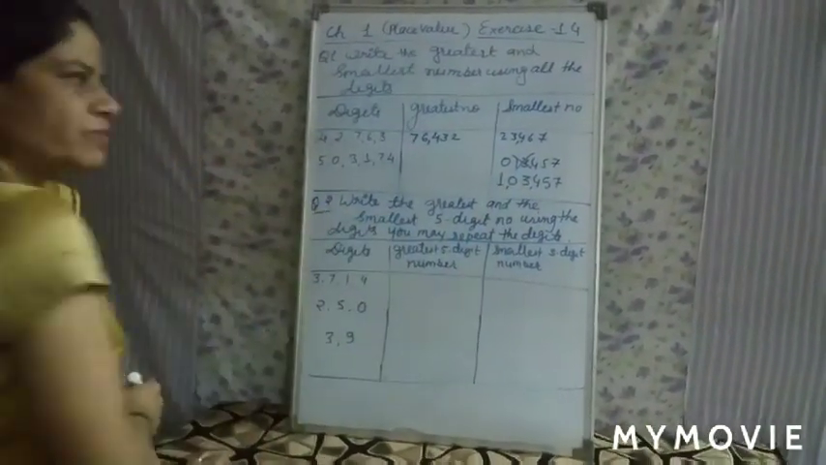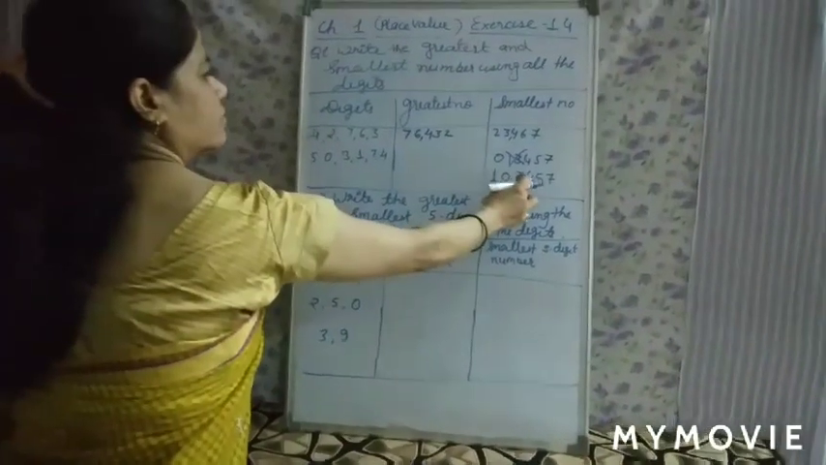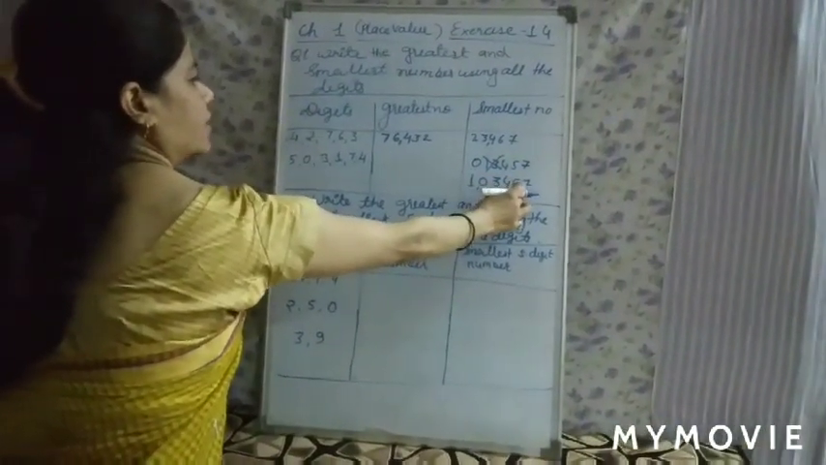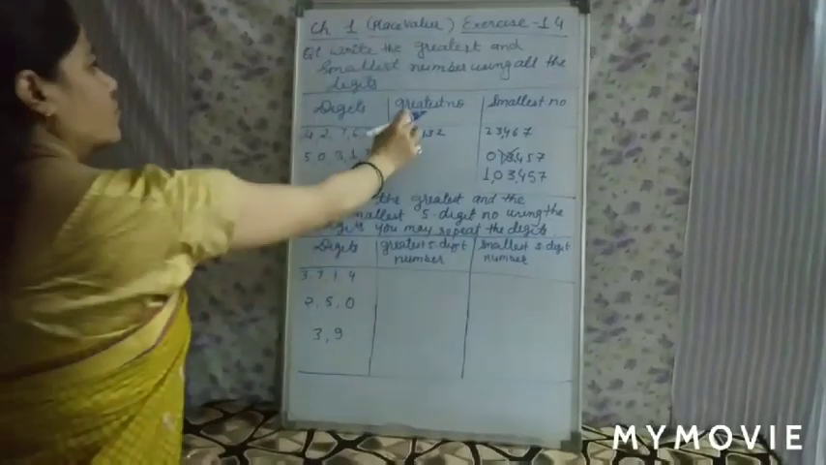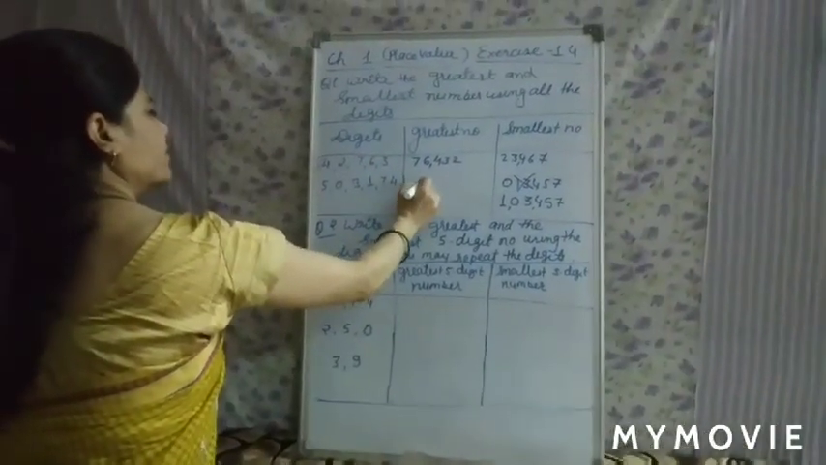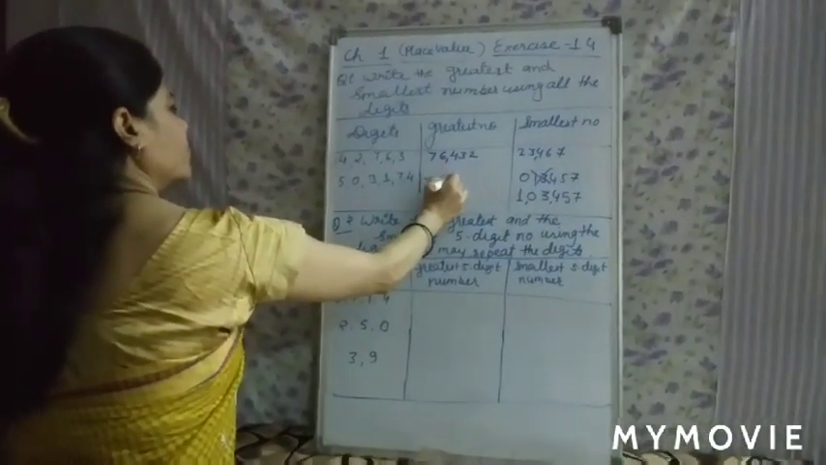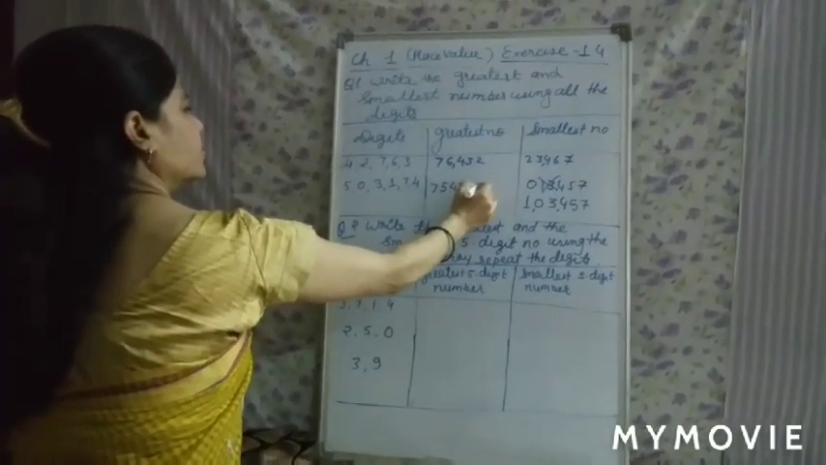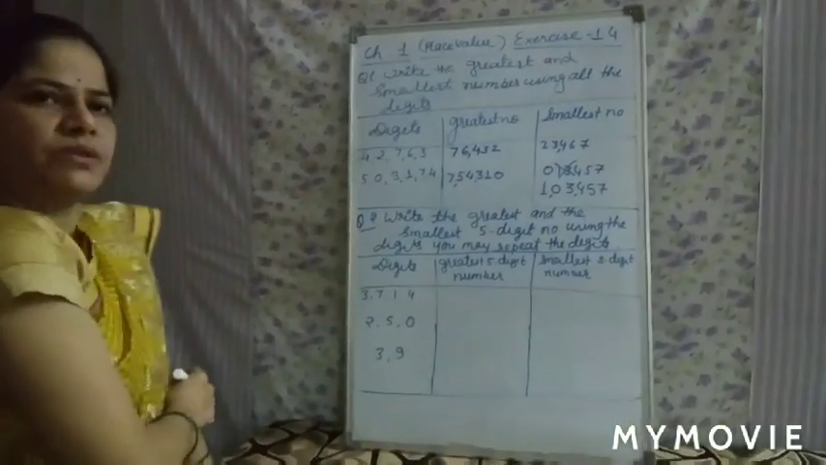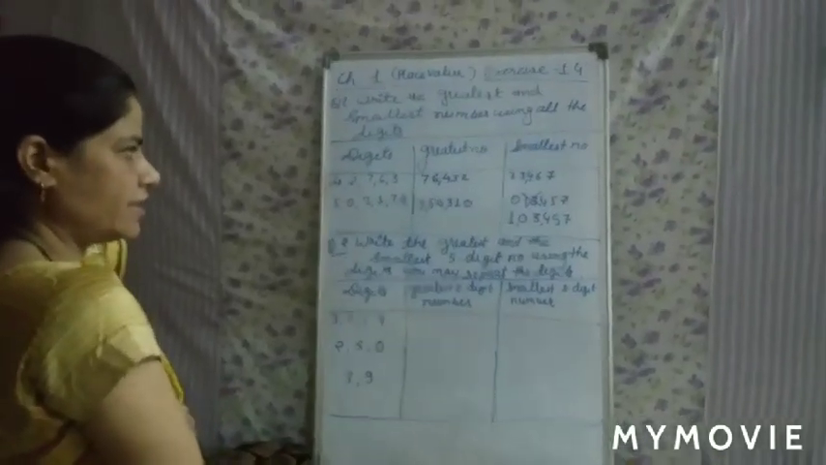Okay, so the smallest number will be 1,03,457. Now you have to write the greatest number. So you will write 7, 5, 4, 3, 1, 0. So the greatest number will be 7,54,310.